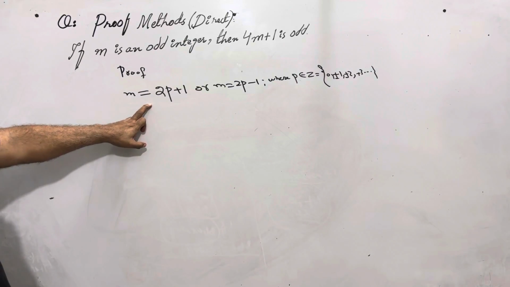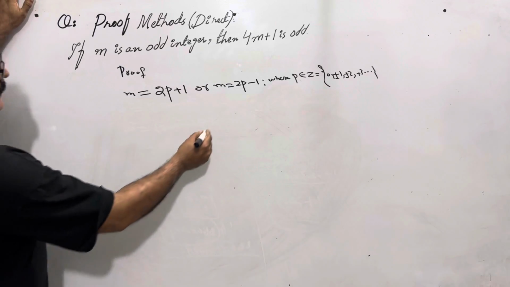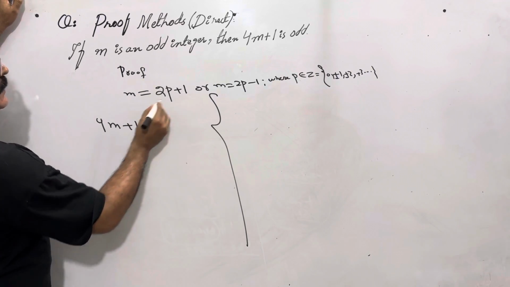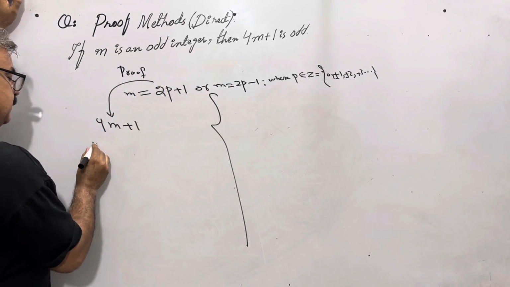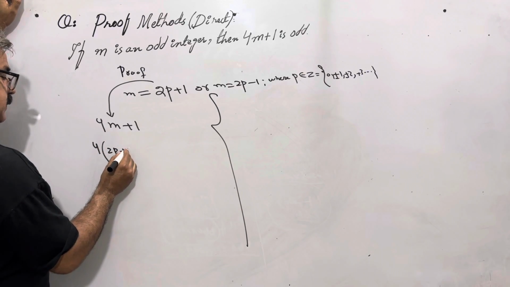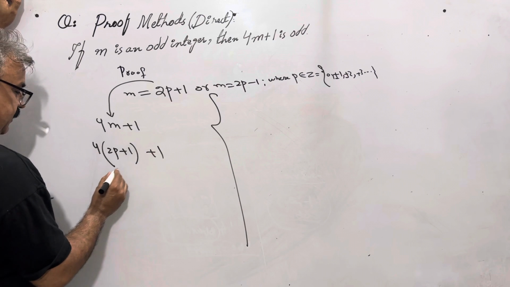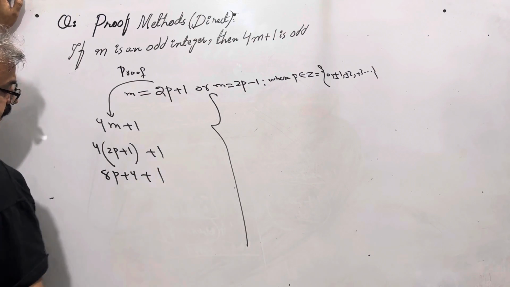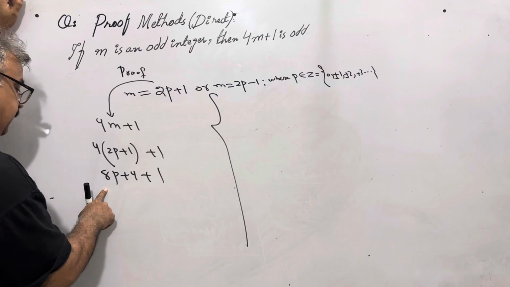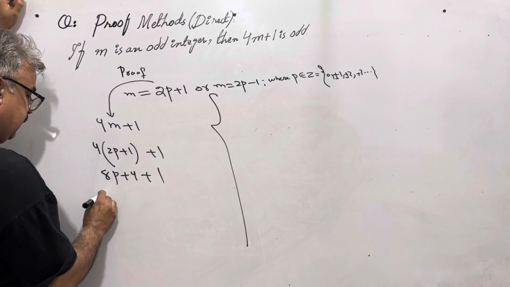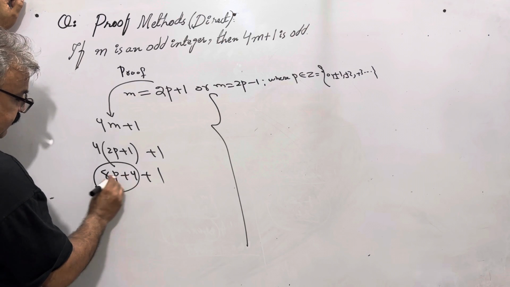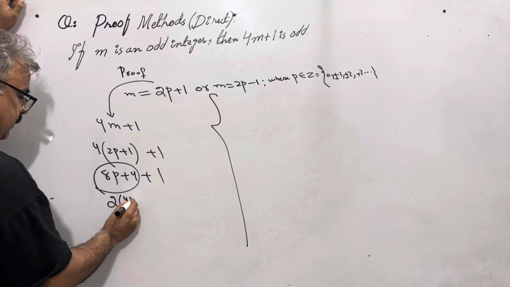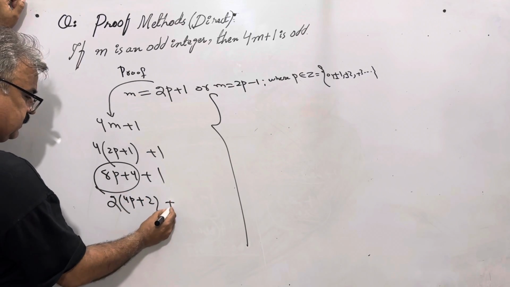Taking the first case, if m is equal to 2p plus 1, we have to prove that 4m plus 1 is odd. Plug in the value of m here: 4 times (2p plus 1) plus 1. Tiny manipulation: 4 times 2, 8p plus 4 plus 1. If I take 2 common from 8p plus 4, 4 is also common, but I am taking only 2 common: 2 times (4p plus 2) plus 1.